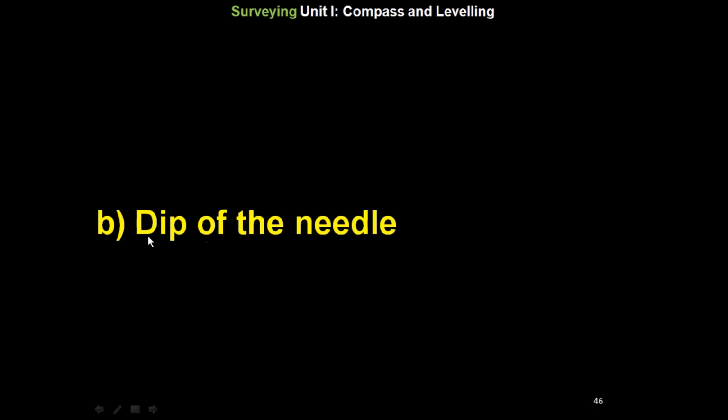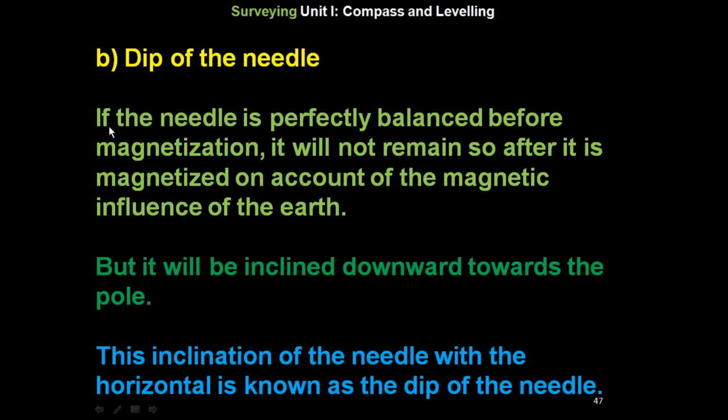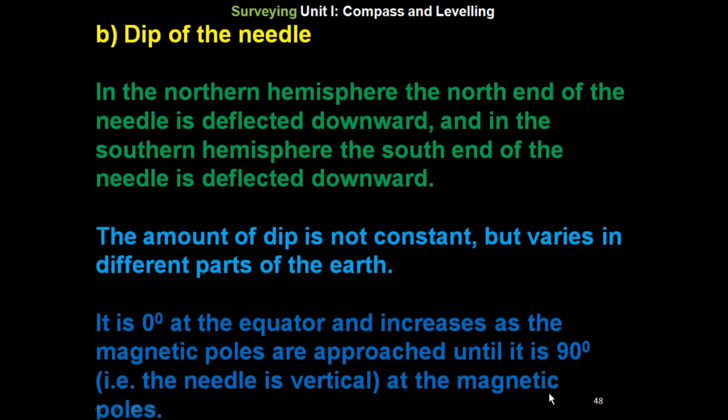Now we will see the dip of the needle. If the needle is perfectly balanced before magnetization, it will not remain so after it is magnetized on account of the magnetic influence of the earth, but it will be inclined downward towards the pole. This inclination of the needle with the horizontal is known as the dip of the needle. In the northern hemisphere, the north end of the needle is deflected downward, and in the southern hemisphere, the south end of the needle is deflected downward.